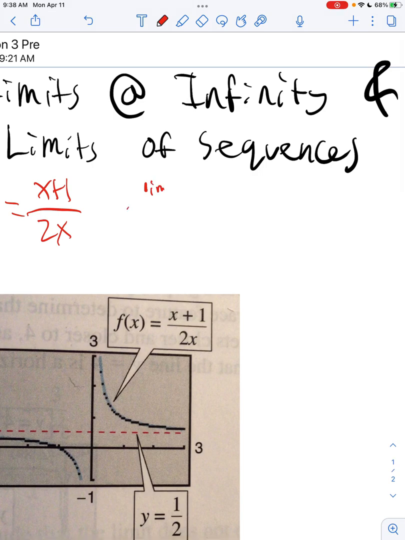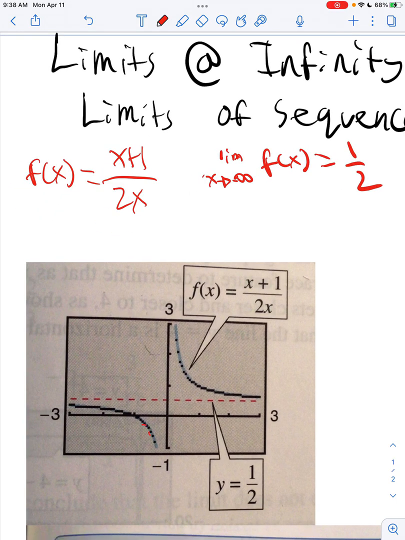So this is telling me that my limit as x is approaching negative infinity of f of x equals 1/2. And we can see that as I go further and further, I keep approaching this horizontal asymptote. And this horizontal asymptote is at 1/2. It's in between 0 and 1.